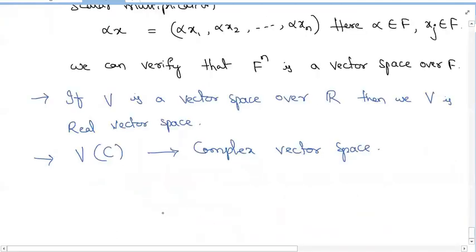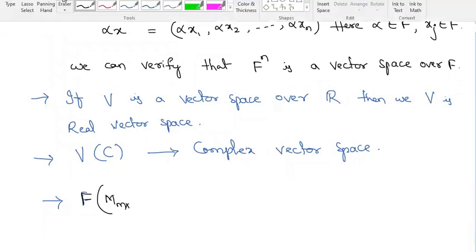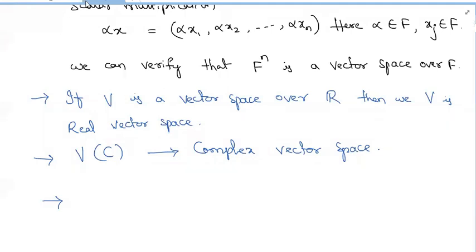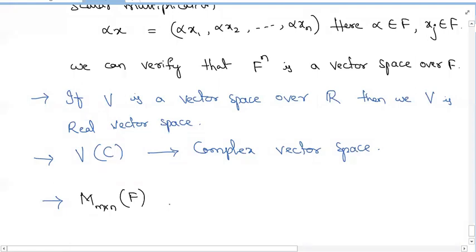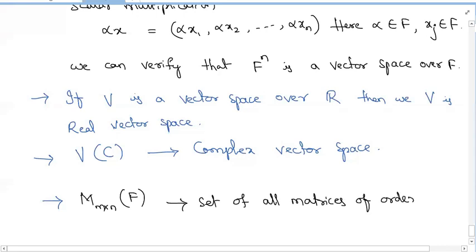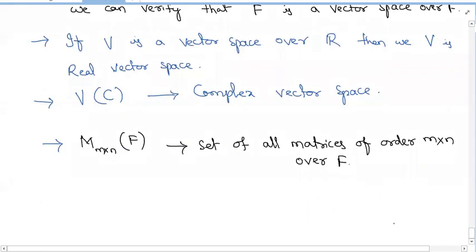Another example is the space of all matrices, M of m by n of F. This is the space of all m by n matrices over F, which is defined as the set of all m by n matrices whose entries are coming from the field F. So this is also a vector space with the usual addition and usual scalar multiplication.